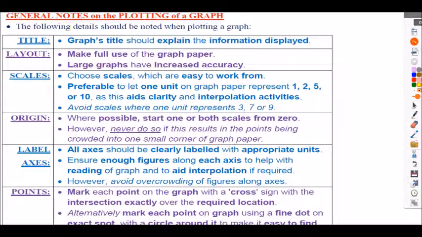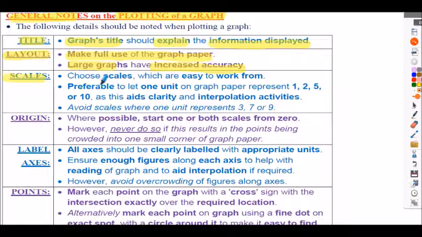Just a few general points relating to plotting of a graph. Graphs are extensively used in engineering. They display information nice and clearly and concisely to engineers, so we need to make sure they are formally structured and formally presented. All graphs should have a title that should explain the information being displayed. Layout. Ensure the full use of any graph paper is used. The larger the graph, the increased accuracy.